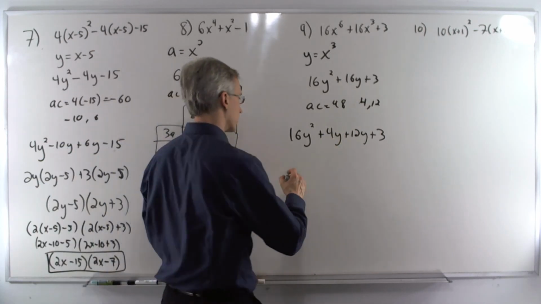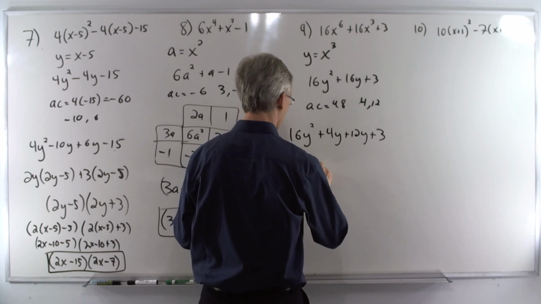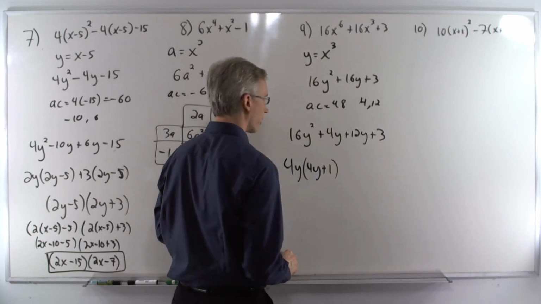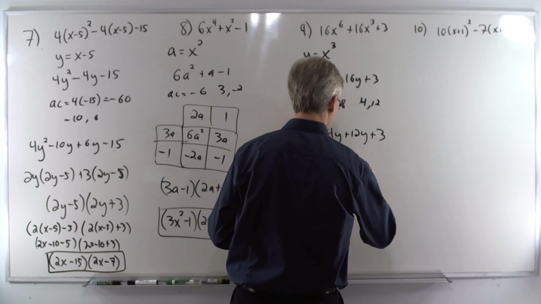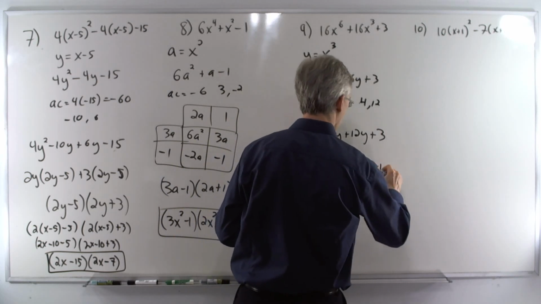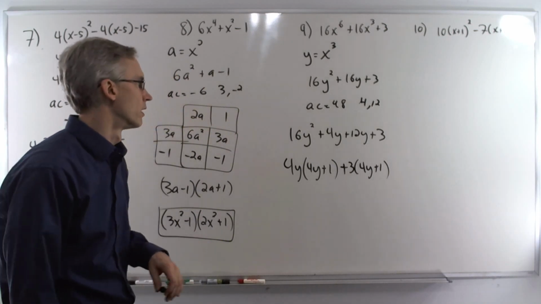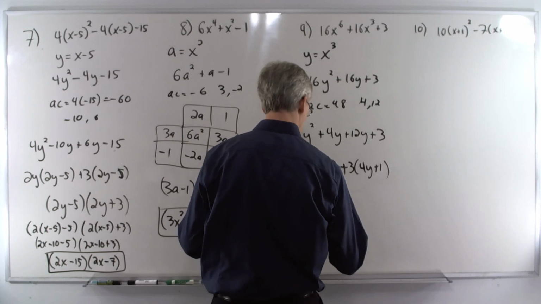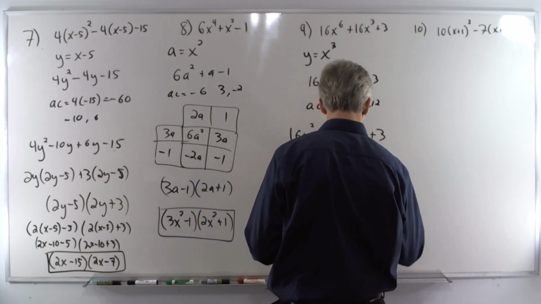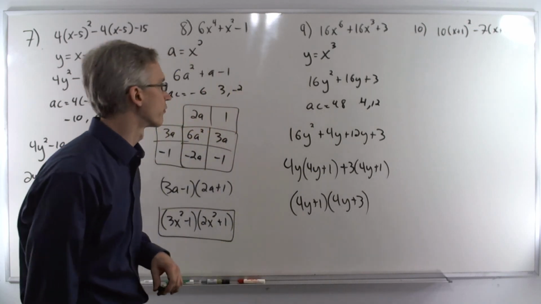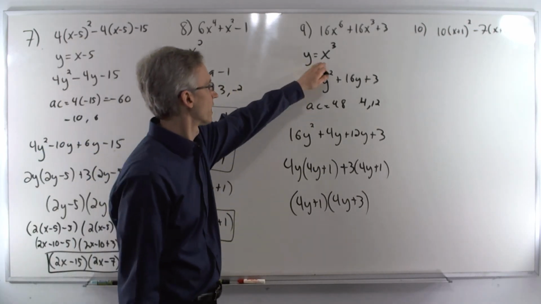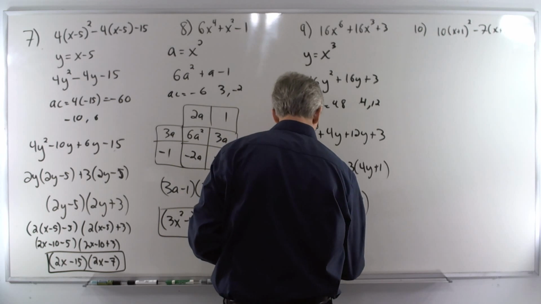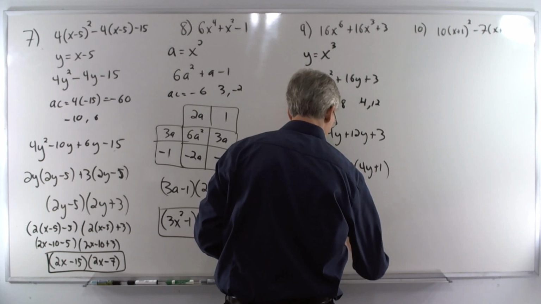Now factor by grouping. Let's take out a 4y here. You get 4y plus 1, and over here we can take out a 3. And then you get 4y plus 1. All right, now we can factor out the 4y plus 1. And we get 4y plus 1 times 4y plus 3. Now we need to substitute x to the third back in, so that gives us 4x to the third plus 1. And 4x to the third plus 3.